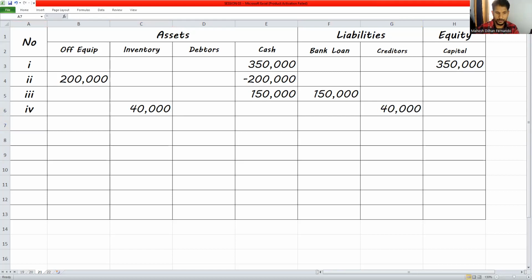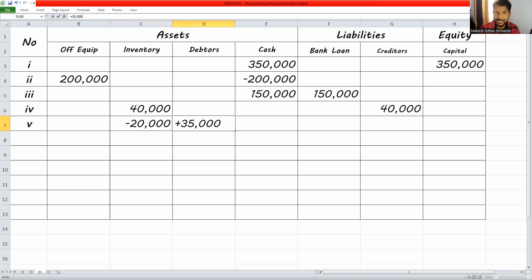Got the idea? Number five. Sold goods value 20,000 for 35,000 on credit. Sold goods valued 20,000, so inventory minus 20,000. For 35,000 on credit. Now this is a credit sale. Credit purchases generate a liability, while credit sales generate an asset called debtors, which is increased by 35,000.